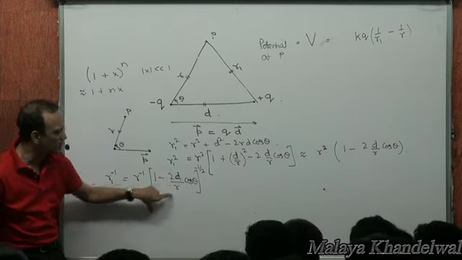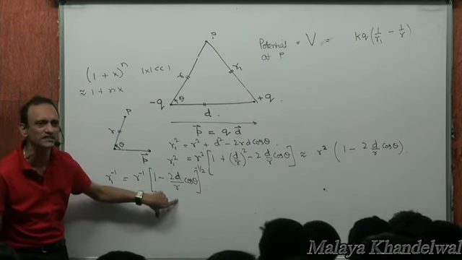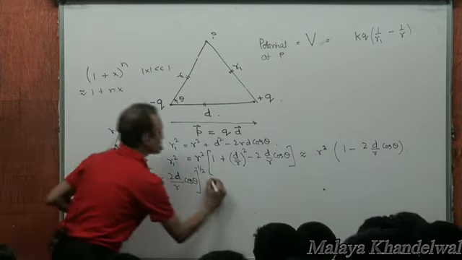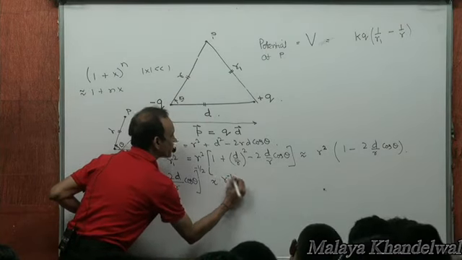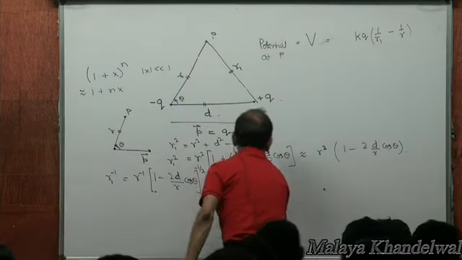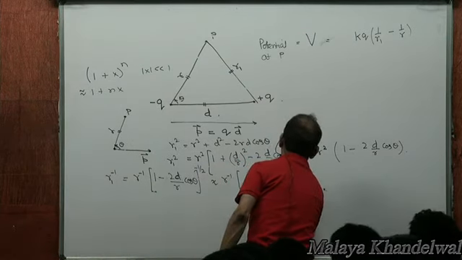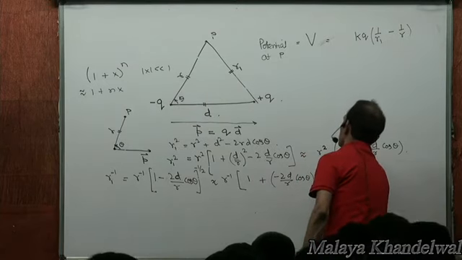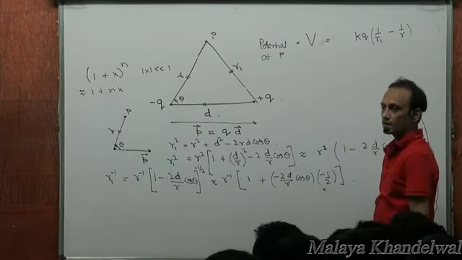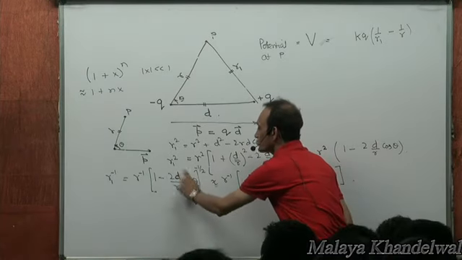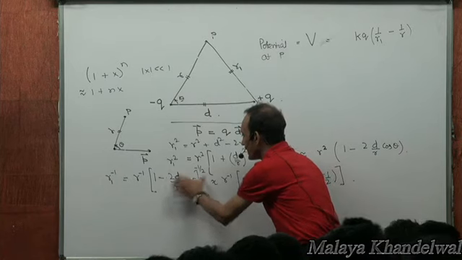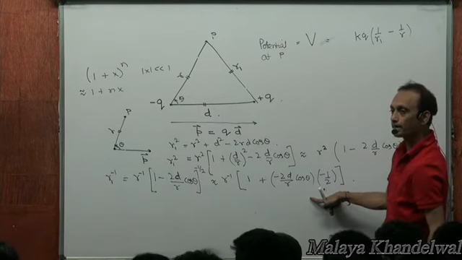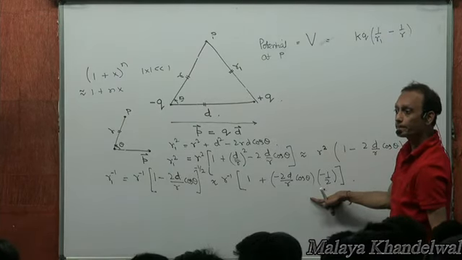So this number is a small number, numerically much less than 1. 2d by r cos theta is a number smaller than 1, and (1 plus x) to the power n then can be approximated to 1 plus nx. So this is like r to the power minus 1 into (1 plus minus 2d by r cos theta) to the power minus half. n is minus half here. It can be approximated to this: 1 plus nx, where n is minus half and x is minus 2d by r cos theta. Clear?